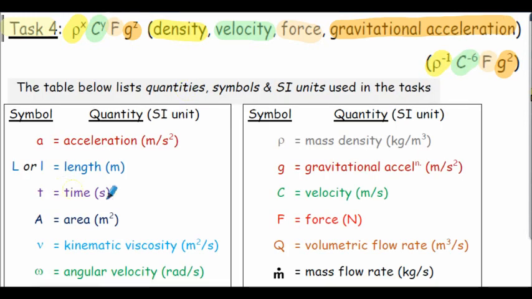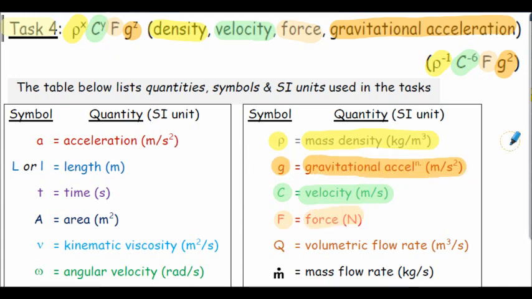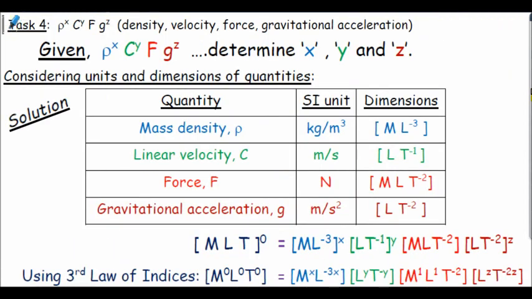And here's our table containing the various quantities. Mass density shown here, velocity shown here, force and gravitational acceleration. I'll encourage you to start the presentation and attempt task 4, but the full worked solution is shown on the following slides. A slightly more complicated solution this time. So here's task 4, the commencement of the solution.